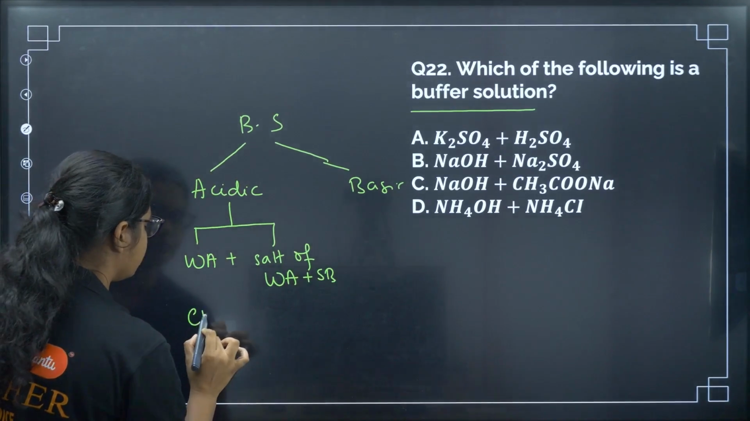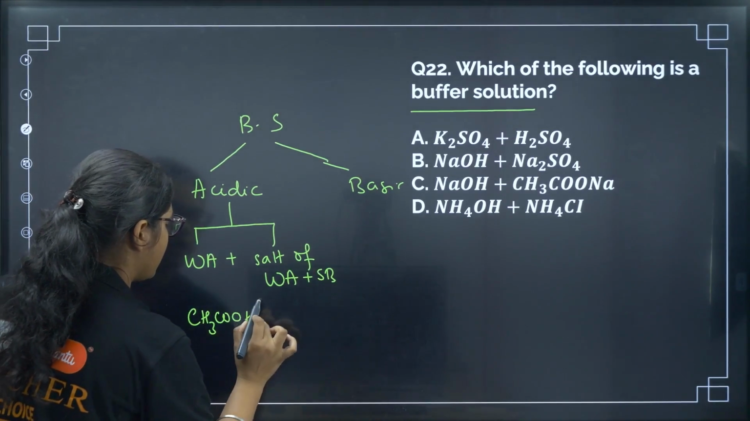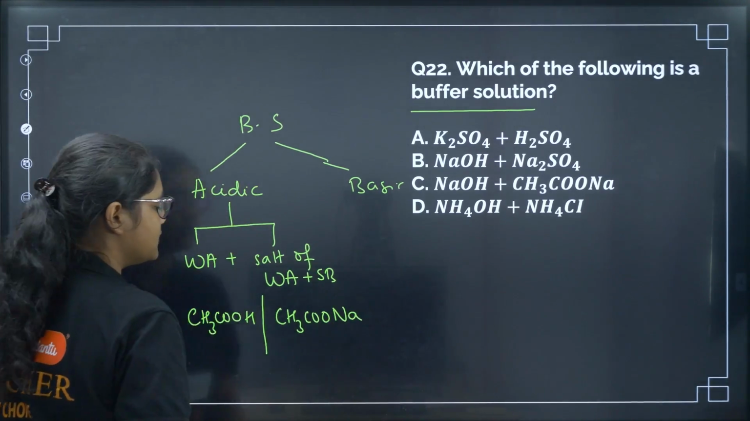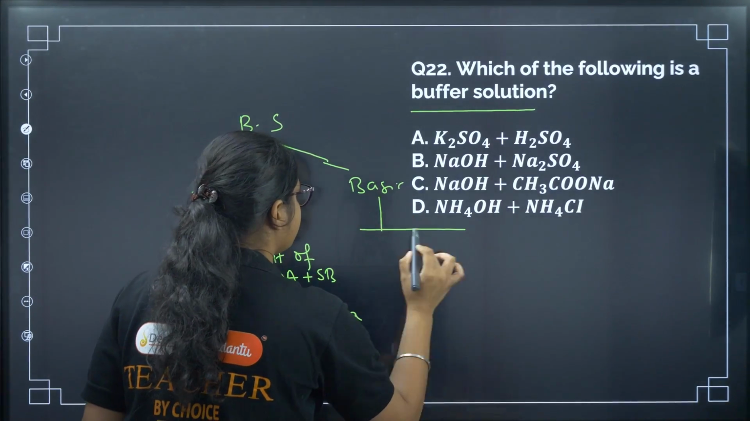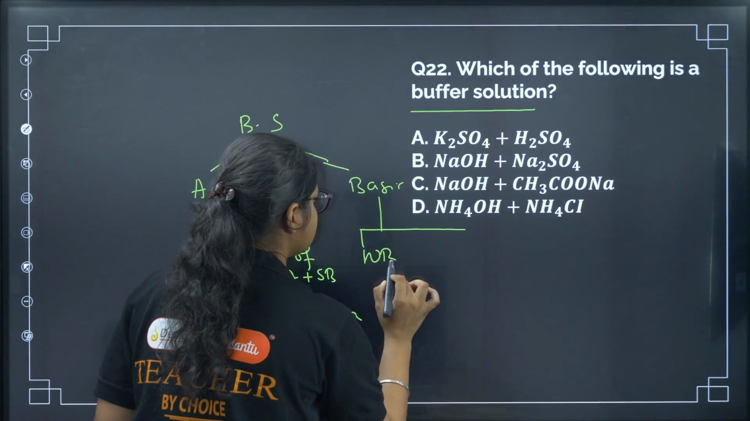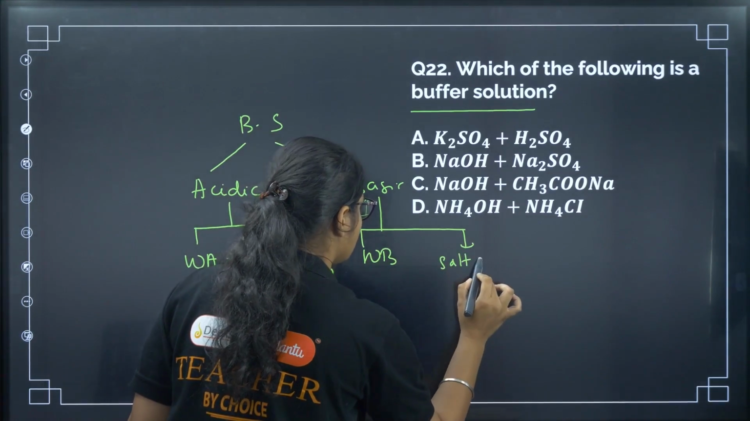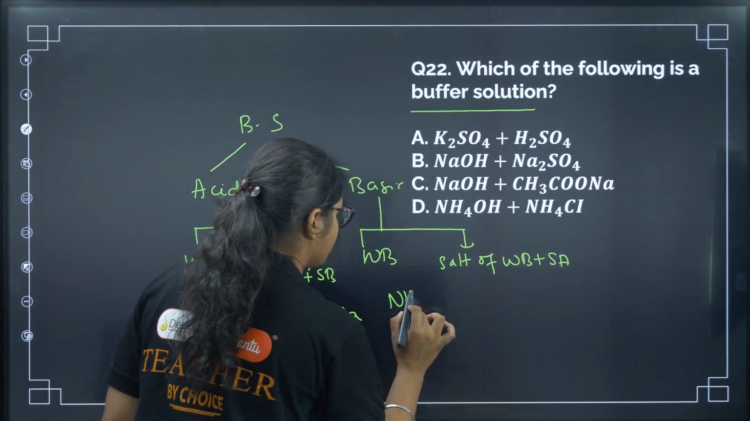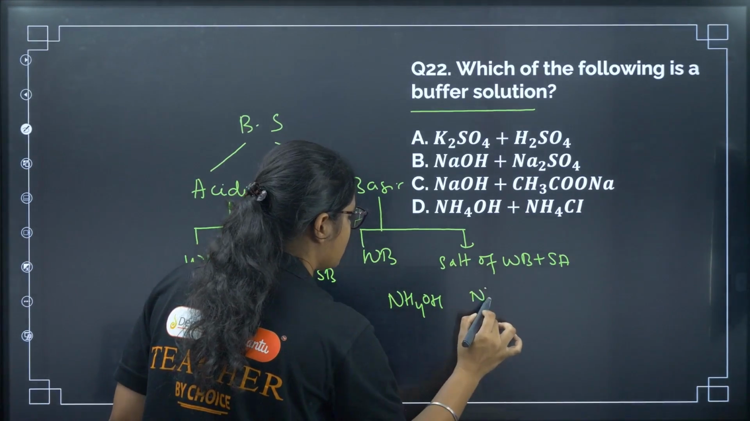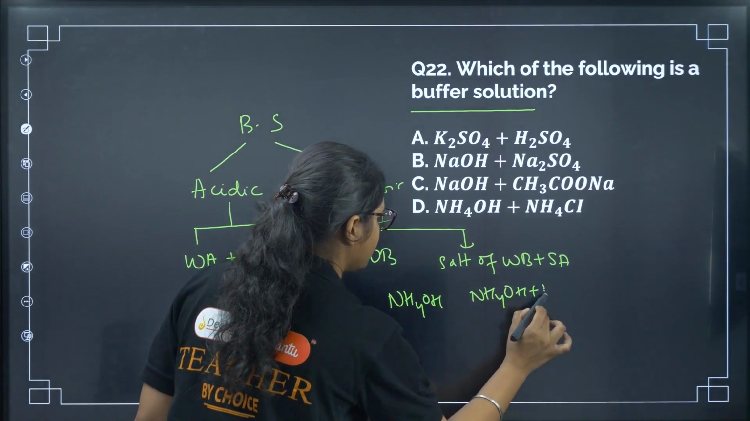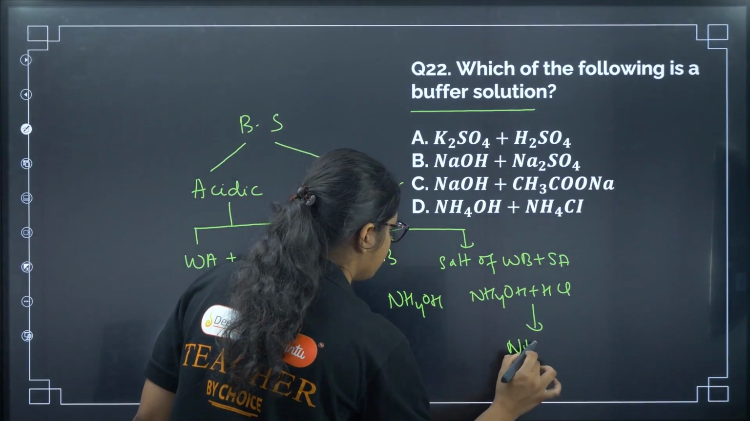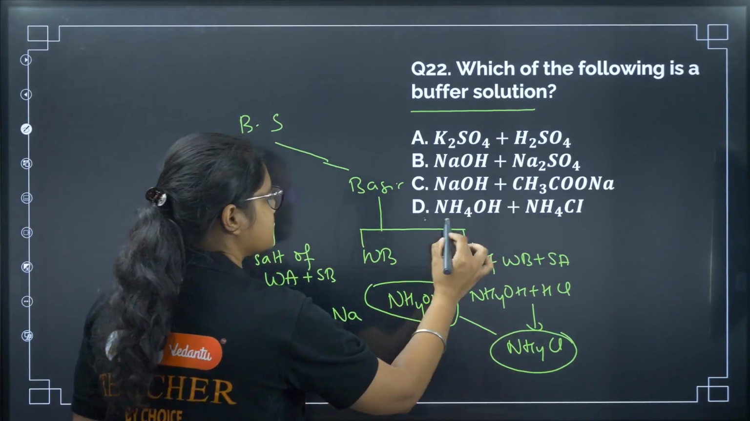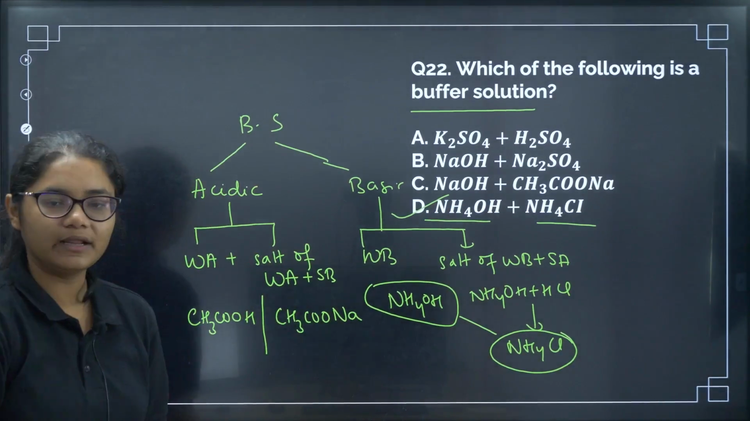Now, for example, I'll take a weak acid like CH3COOH and the salt of this one with CH3COOH plus NaOH, that is this two combination. Now similarly, a basic buffer is made up of a weak base plus salt of weak base and strong acid. For example, NH4OH is a weak base, and we have a salt of NH4OH plus HCl, that is NH4Cl, right? So these two can form a basic buffer. So that is why the correct answer for this question is option number D.